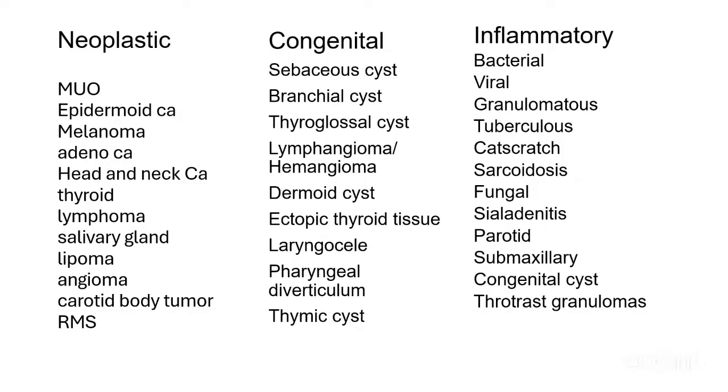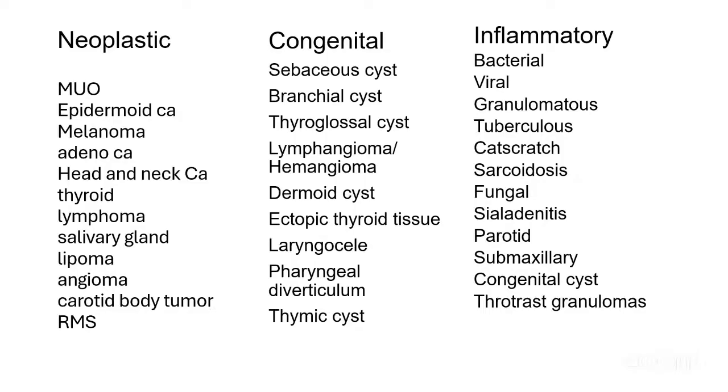There can be congenital causes, meaning the etiology is from right from birth. So there can be sebaceous cyst. I will take these one by one; the majority of the cases I will take in this. One by one, we will discuss this. There can be branchial cyst, thyroglossal cyst. There can be lymphangioma, hemangioma, dermoid cyst. There can be ectopic thyroid tissue, laryngocele, pharyngeal diverticulum, thymic cyst. These are congenital deformities. While the baby is developing, some tissue remains there, and that increases, and these remnant structures can present as a lymph nodal mass.